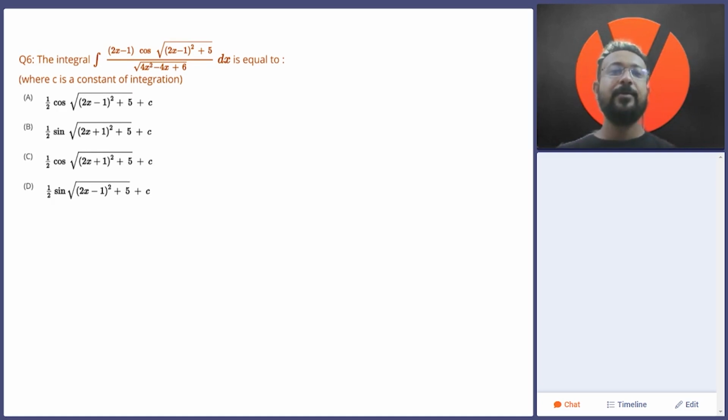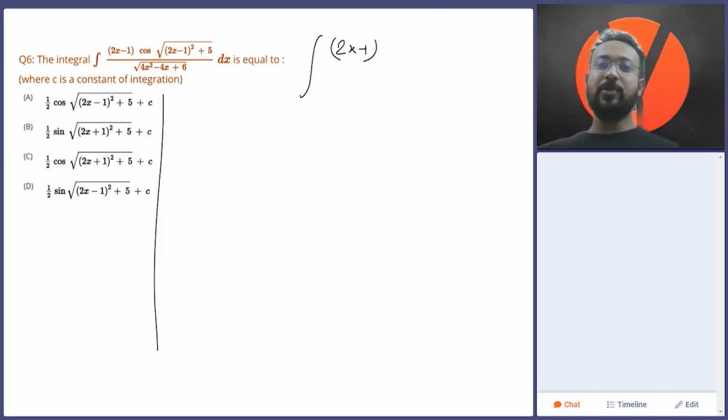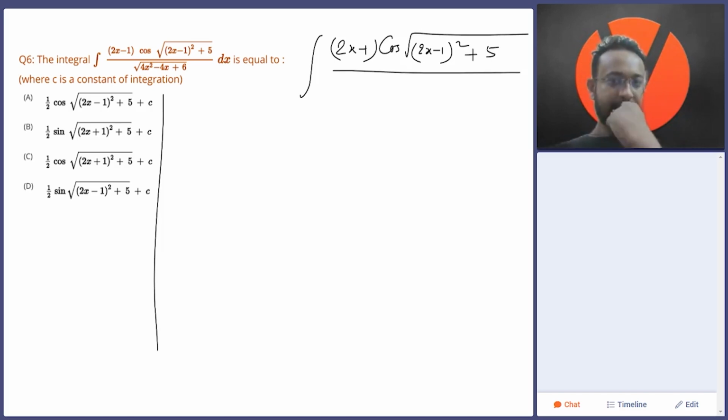Okay. So here, if we see, sir, what we have here is very interesting. We have one integral, 2x minus 1. Then we have one cos here. Then we have under root, then we have 2x minus 1 whole square plus 5, whole divided by under root 4x square minus 4x plus 6.